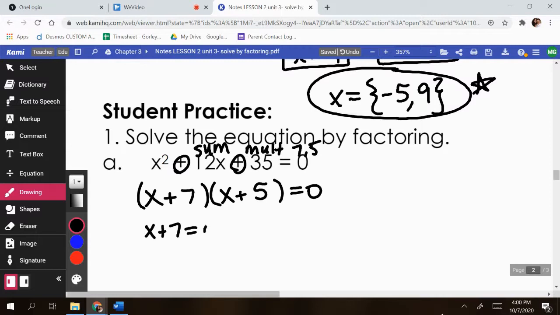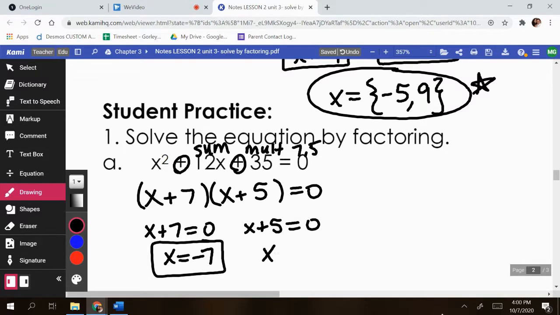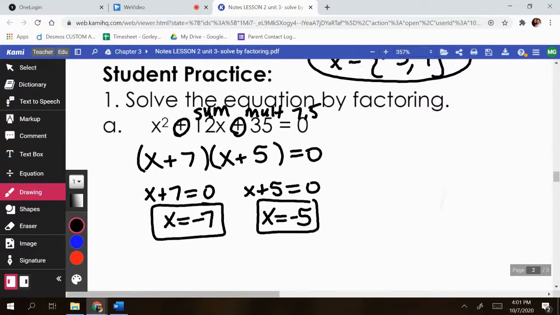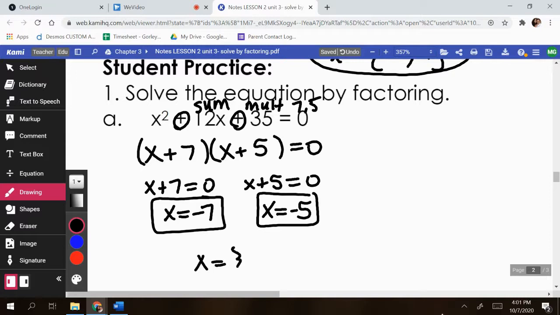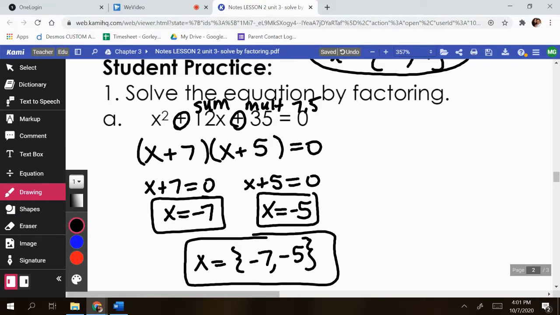Set each factor equal to 0 and solve. If I subtract 7 from both sides, we get that x is negative 7. Here, if we subtract 5 from both sides, we get that x is negative 5. Okay, if you want to write it as a solution set, it would look like this, where we would put negative 7 first, since it's the lower number, or the most negative number, and then negative 5 would come second. Okay, so you can write it either way. You can write it this way, or you can write it this way.